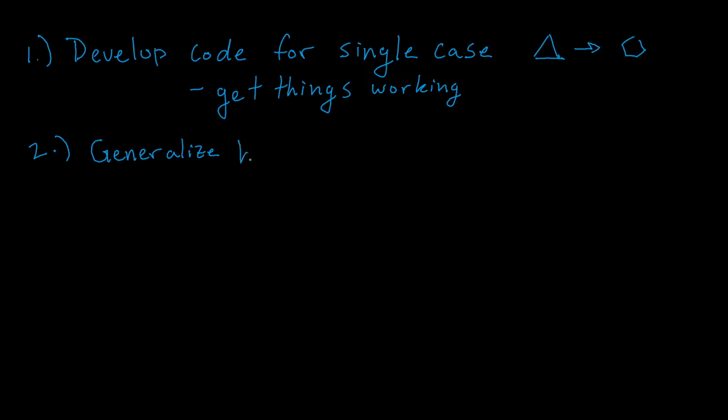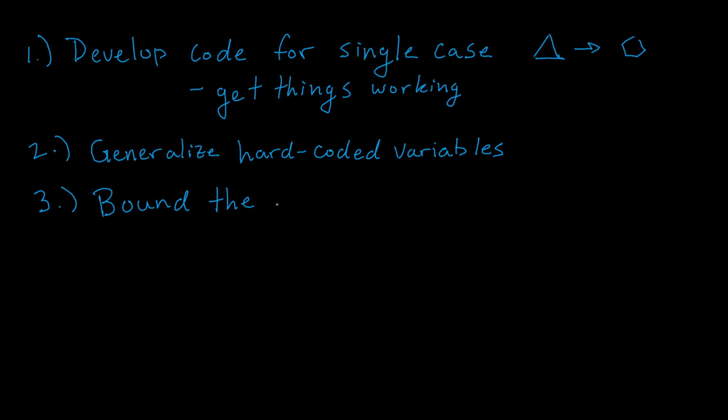Number 2, observe which variables in your code are hard-coded, meaning they're given specific values and aren't flexible or ready to be changed, and make sure they can be generalized based upon user inputs. Number 3 is then bounding those user inputs. We have to protect our algorithm and the code we have later on by getting rid of any values that are unreasonable. If someone asks for a 7-sided polygon, this is reasonable, but if someone asks for a negative 100-sided polygon, we're going to have issues.